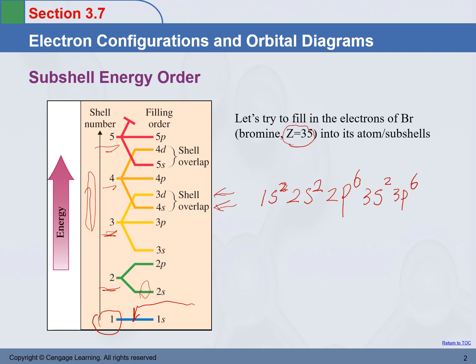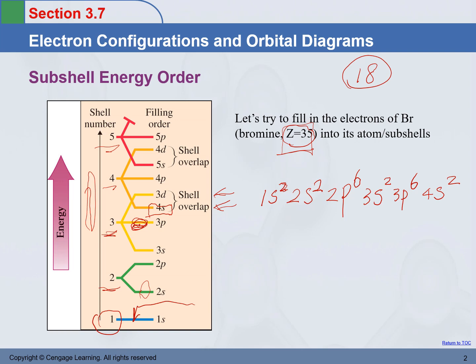Let's keep counting, keep track of how many electrons we have put into their places. We have 2, 2, 6, that's 10. We have filled in 18 electrons, but we have 35, so we still have a lot more to go. All right, after 3p is filled, the next subshell will be 4s, not 3d. So 4s is going to take 2 as well. S can only hold up to 2.